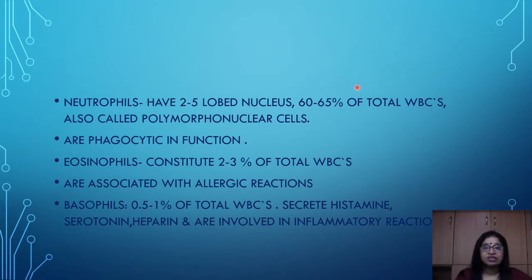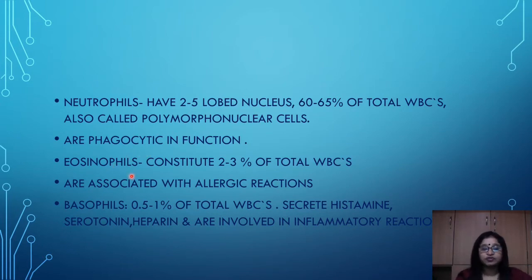Let's talk about the granulocytes. The neutrophils, basically they get stained with neutral dyes. They have around 2 to 5 lobed nucleus. They constitute the major part of WBCs, that is around 60 to 65% of the total WBCs are made up of the neutrophils. They are also called the polymorphonuclear leukocytes or polymorphonuclear cells. The main function is phagocytosis, that is they move by amoeboid motion. Whenever there is any foreign body or a pathogen, they move towards it and engulf it to destroy it.